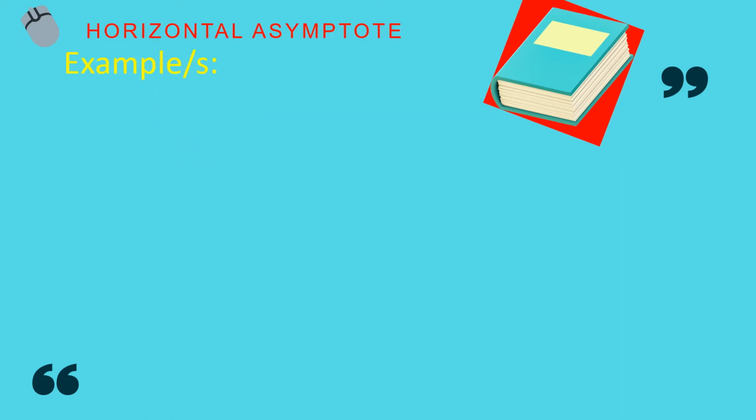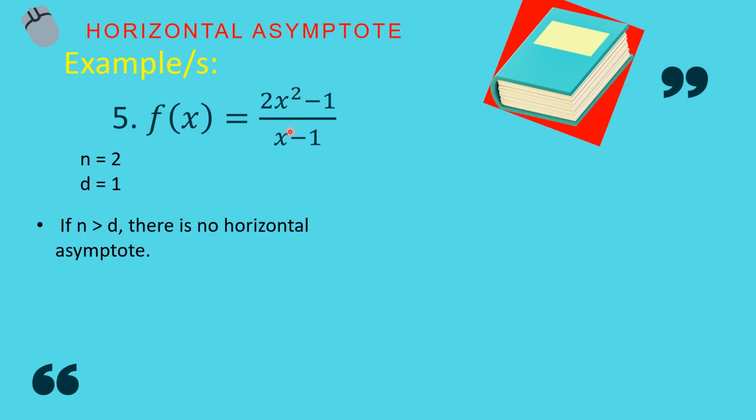Okay, example number 5 for horizontal asymptote. F of x is equal to 2x squared minus 1 all over x minus 1. So, titingnan ulit natin yung kanyang degree, numerator, and denominator. So, ang degree ng ating numerator is 2, eto po yon. And the degree of the denominator is 1, eto yon. So, dito siya sa condition number 3. If n is greater than d, there is no horizontal asymptote. So, mas malaki kasi yung ating degree ng n kaysa sa degree ng d. Kaya, this function has no horizontal asymptote.